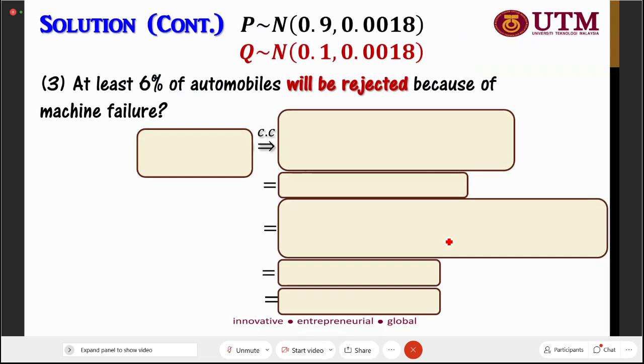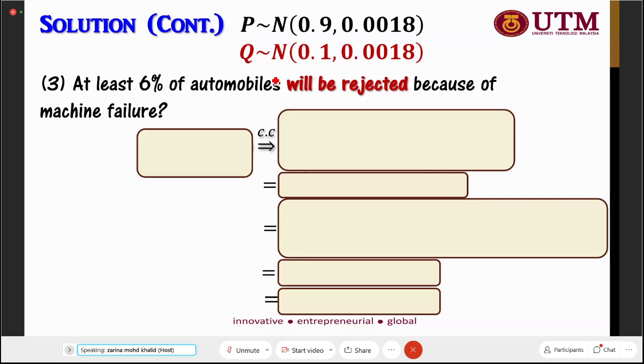So the way you define Q will be 0.1 here. The mean has to be the complement of the mean for P. So if you add these two, it has to sum up to 1. However, the variance must be the same, because you're talking about pi times (1 minus pi), so it's the same thing over n. So use Q to solve number 3, not P.